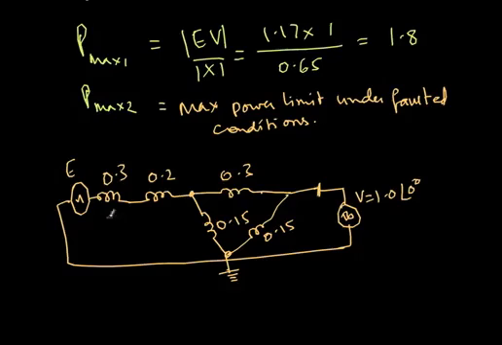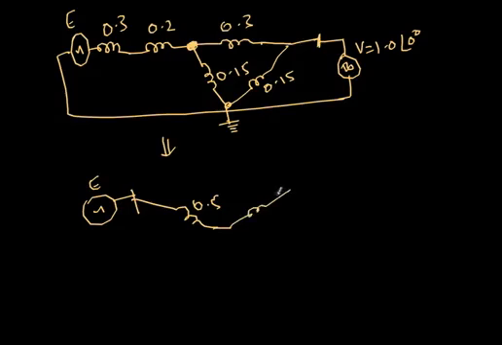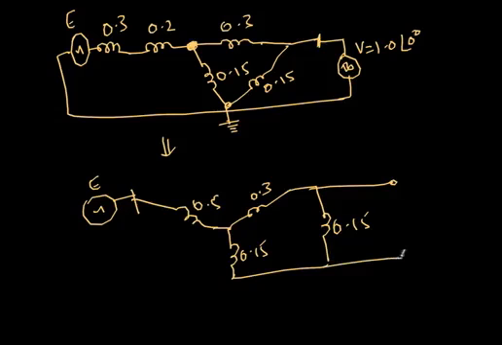Now I want to know what is exactly the resistance between this machine and this one. So here you see this point is like a star connection. So I'll further simplify it. So this is E, and then I have a star connection of 0.5, and this side is 0.3, and this side is 0.15, and also there is a 0.15 here, and then finally I have the infinite bus. So this is where the fault has occurred. So this is my V infinite.